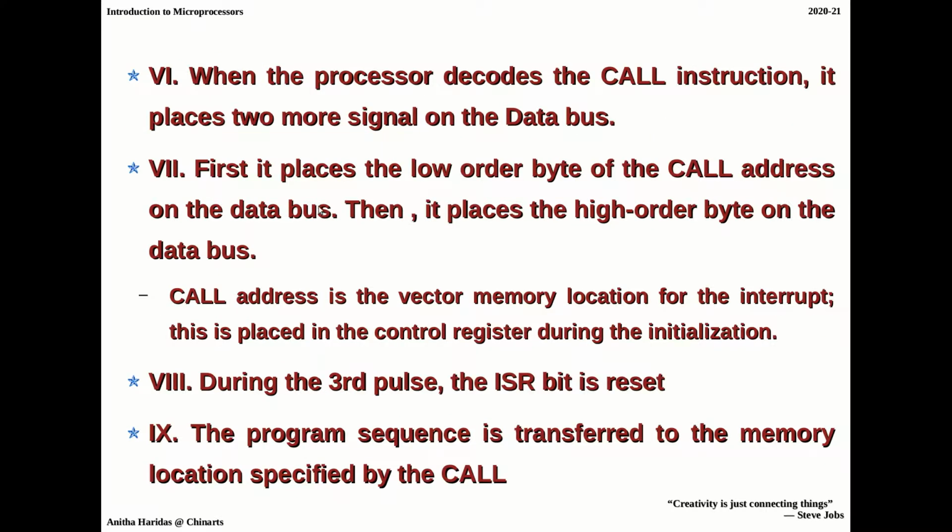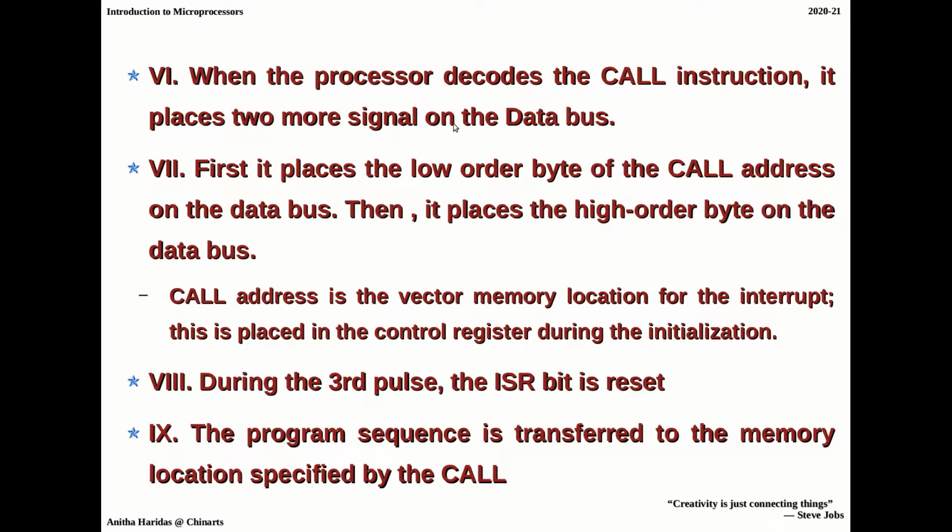Now, after placing it on the data bus, the processor will decode the call instruction, and it places two more signals on the data bus. What are these two more signals? First, it places the low order byte of the call address on the data bus, because it has to branch to the interrupt service routine address. The call instruction will be calling the interrupt service routine, which is located in a particular memory location. So that memory location address is to be specified now. How will it be specified?